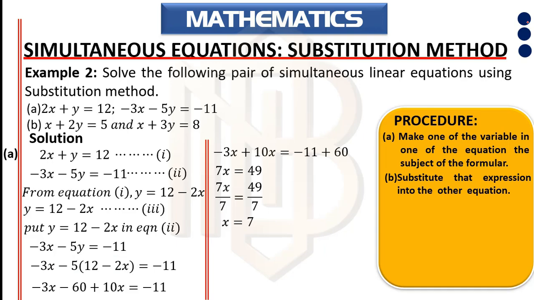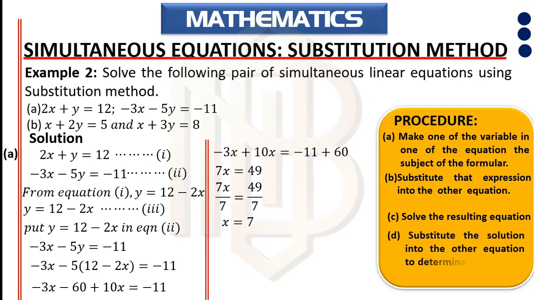You can put your x equals to 7 inside any equation at this point, because you have gotten the value of one of the variables. So it will be valid, especially if you have not made any mistake in your solving. So the next thing is, of course, we are going to put it. Now, where should we put it? That's the next question. Where then should we put it? We substitute the solution into the other equation to determine the value of the other variable.